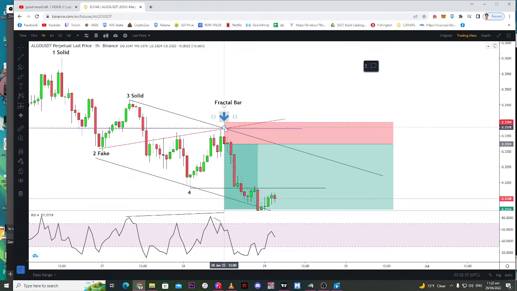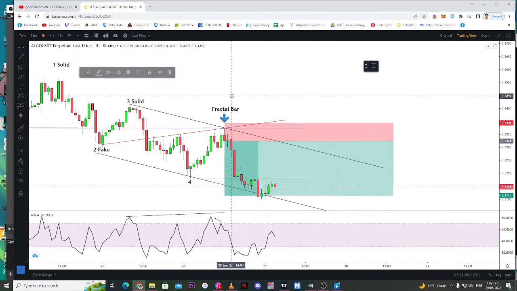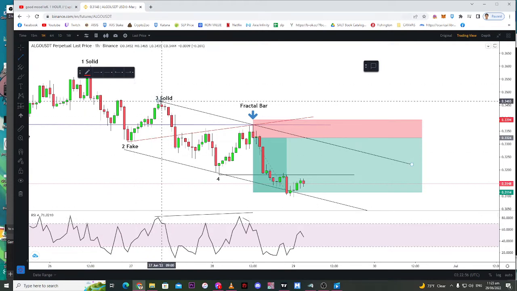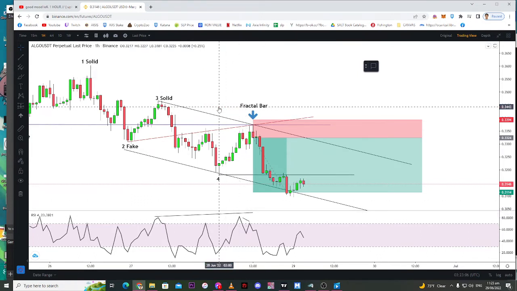Longer upper wick kung makita nyo, then halos walang lower wick, kaya super bearish na fractal bar yan. And then ngayong may fractal bar tayo, I will check for the fractal divergence, and yes, we have a fractal divergence. Kung mapapansin nyo, we have a lower high na price action, and then we have a higher high na RSI or momentum, which indicates a hidden bearish divergence. And when you have hidden divergences, that usually signals a continuation of a trend.